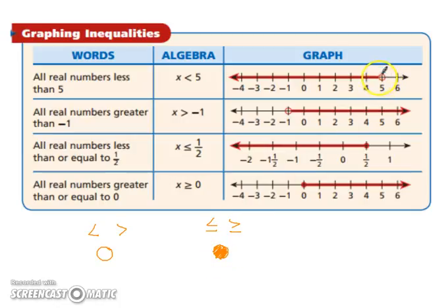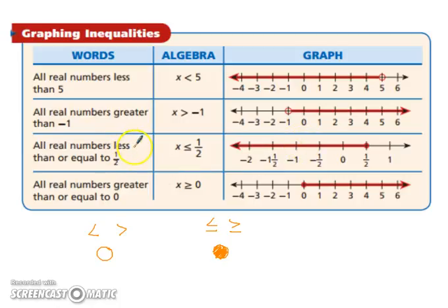So it's all values less than 5. All right, well, how about this one? We have all real numbers greater than -1. So x has to be greater than -1. So it's a greater than symbol, so it's going to be an open circle because we can't include the value of -1. It's all values bigger than -1.